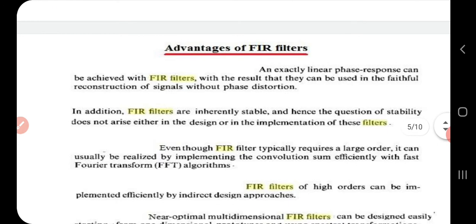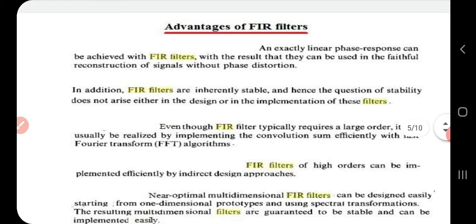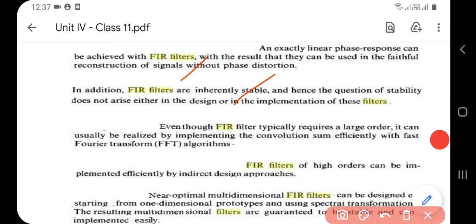Now these are some of the advantages of FIR filters. What will be the first advantage? That is, the phase response will be a linear function of frequency, so there will be no phase distortion. That is the first advantage. There is no feedback also. The next one is that they are always stable.